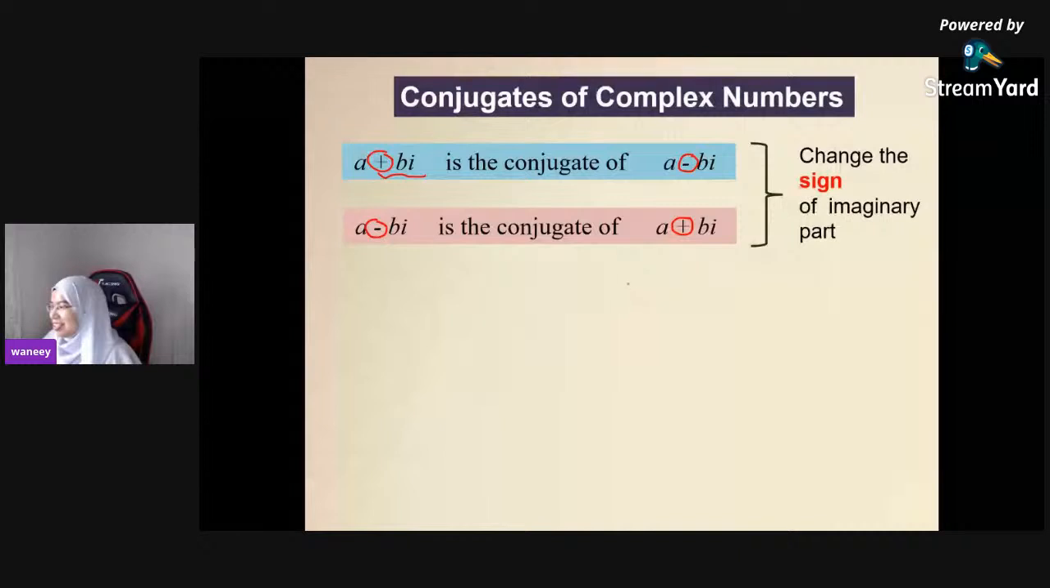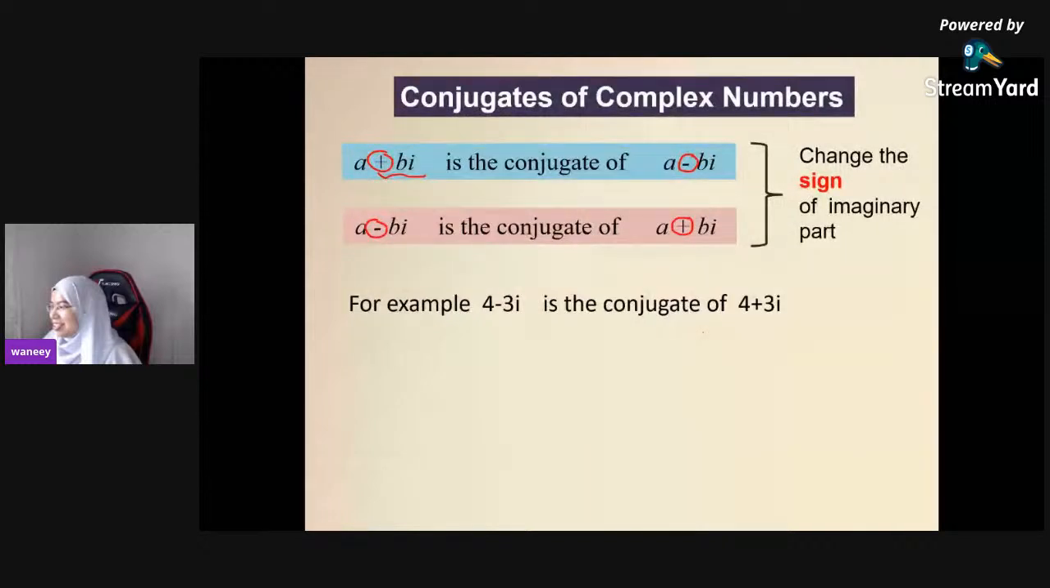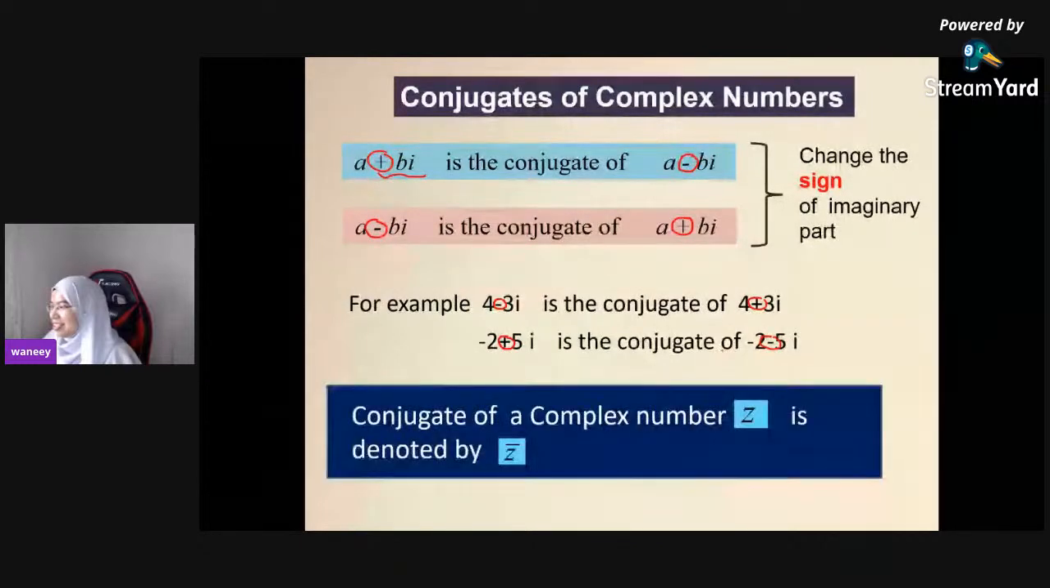Okay, so now next. For example, 4 minus 3i is the conjugate of 4 plus 3i. Negative 2 plus 5i is the conjugate of negative 2 minus 5i. So do remember only for the imaginary number. See, this is imaginary, imaginary, imaginary. Don't change the sign for the real number as well. Okay, so conjugate of a complex number z is denoted by z with a bar, or you can actually use z with asterisk. So z bar or z asterisk.